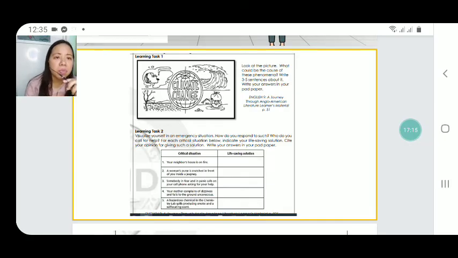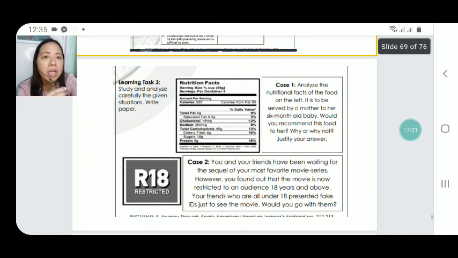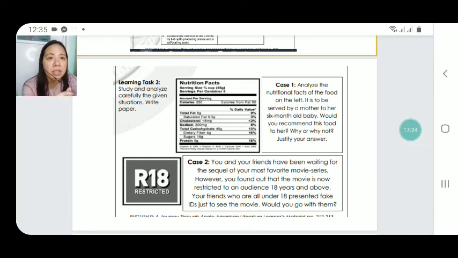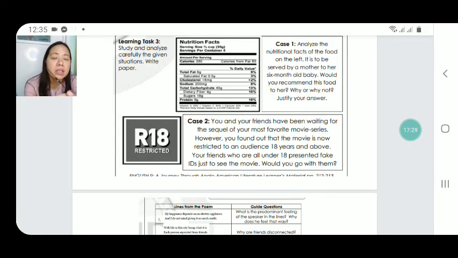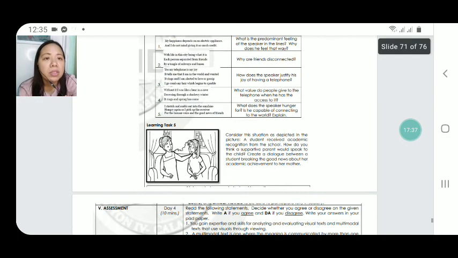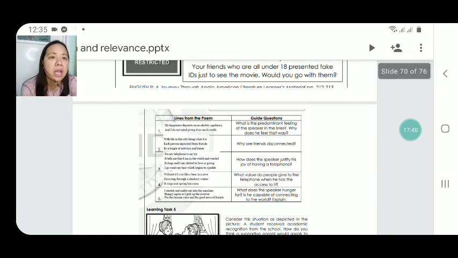Learning task 2, what could be the solution for this different critical situation that you are involved in? Learning task 3, are you going to recommend this food to a 4 to 6 months old baby? And then case number 2 naman, there is an R18 movie that your friends wanted to watch. Are you going to go with them? What would you do? Okay, so after that are the guide questions regarding the telephone poem. In this table, nag-extract ng mga lines ng poem, and then there is a corresponding question about that line of the poem na telephone.